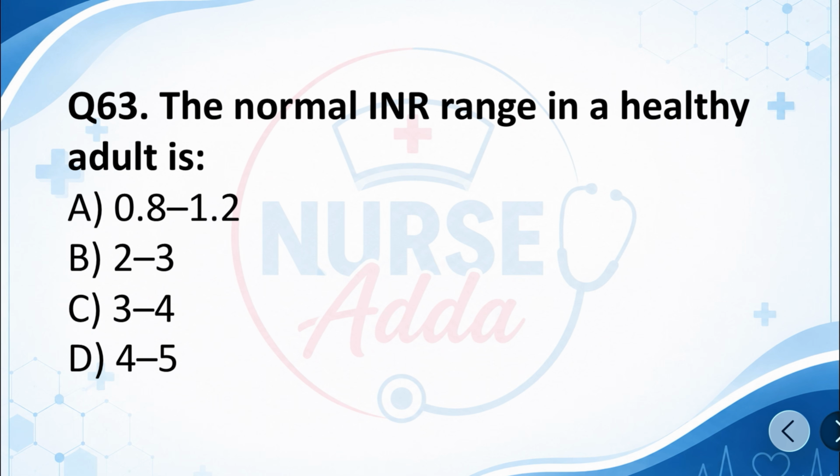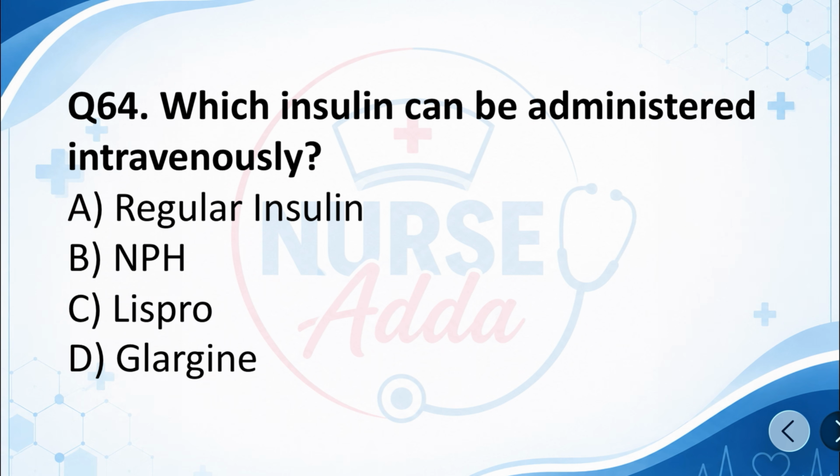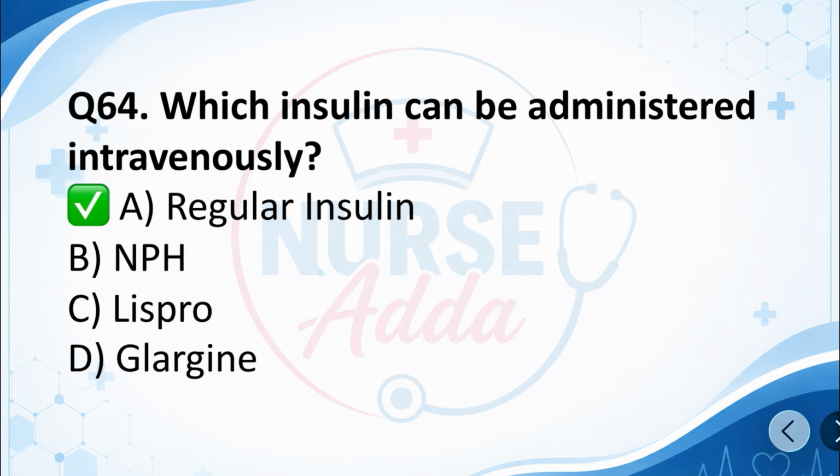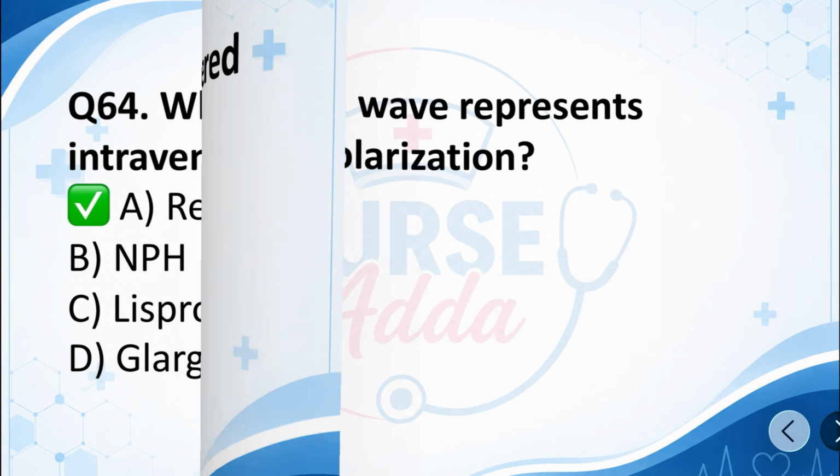Next one, the normal INR range in a healthy adult is. The right answer is option A, 0.8 to 1.2. Next one, which insulin can be administered intravenously? The right answer is option A, regular insulin.